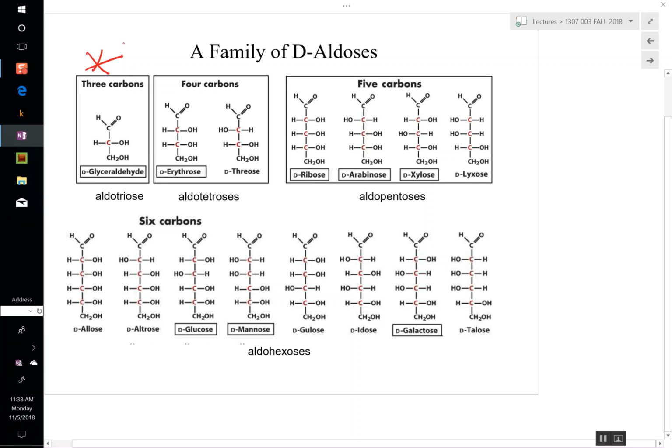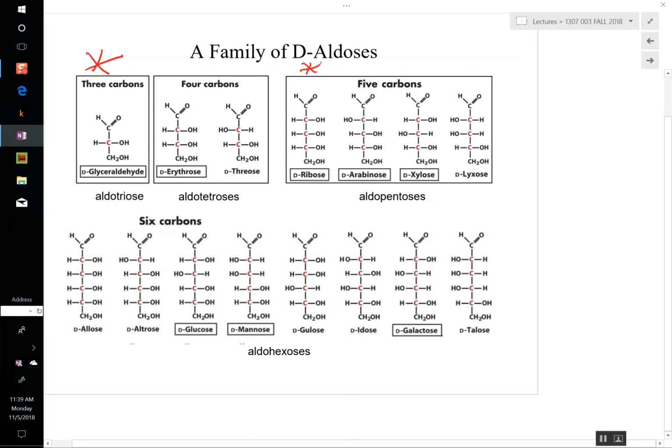Now, if you get up to 4 carbons, you have 2 chiral carbons. So there are 2 D-aldotetroses, D-erythrose and D-threose. I don't know why that's not D-phorose, but it's D-threose. That's a joke. Okay, I just thought of it. Okay, now this isn't a joke. You don't need to memorize either one of those. Okay? All right. You do have to memorize that one. D-ribose.